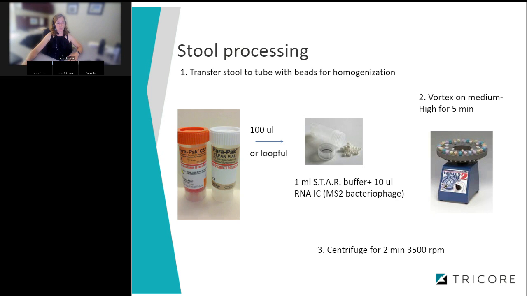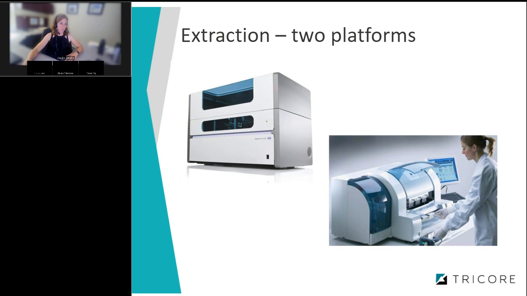So you transfer either 100 microliters if it's very liquidy, which doesn't happen too often, or you can use a loopful. You vortex on medium-high for 5 minutes. We use this nice foam insert on our vortexer. And then centrifuge for 2 minutes at 3,500 RPM. Extraction can occur on 2 platforms, and we actually validated and have used clinically both platforms.